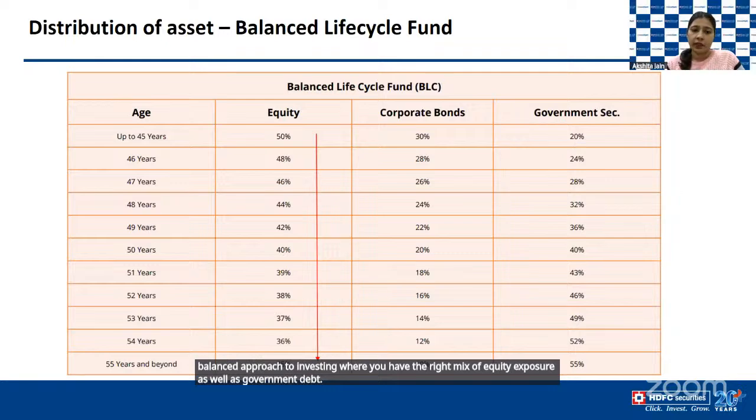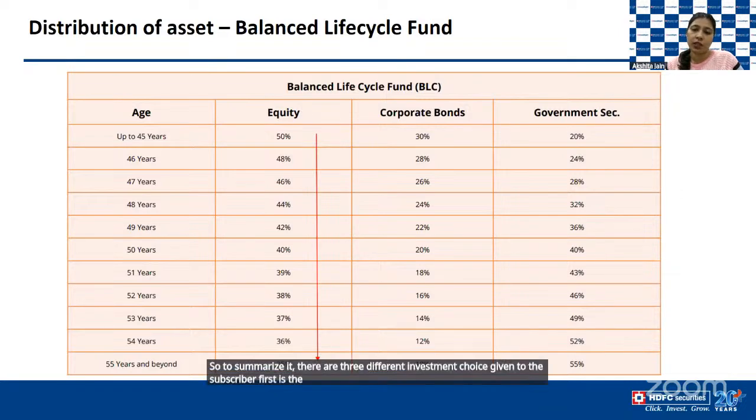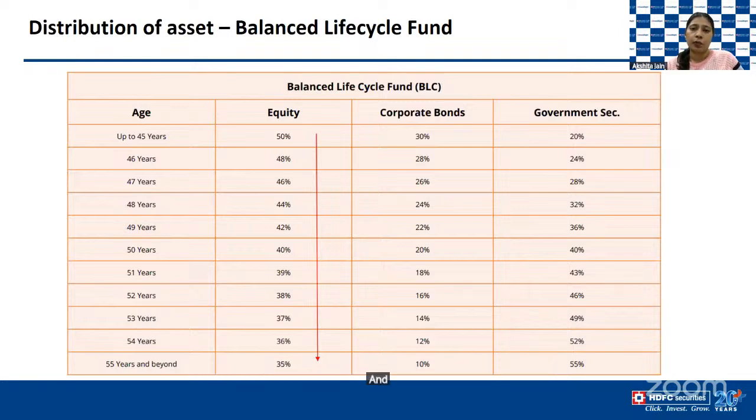So to summarize, there are three different investment choices given to the subscriber. First is the active choice, wherein the customization option is available. And the remaining two are auto and balanced. According to your risk appetite, you can choose the basket. And here you don't need to select any contribution. It will be managed by the basket investment you choose.